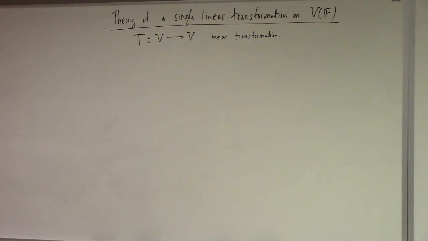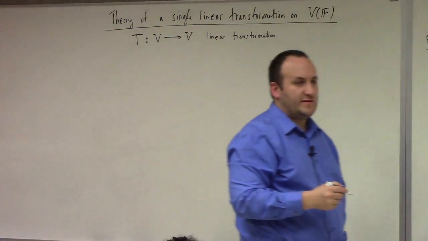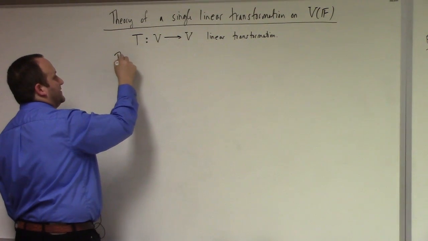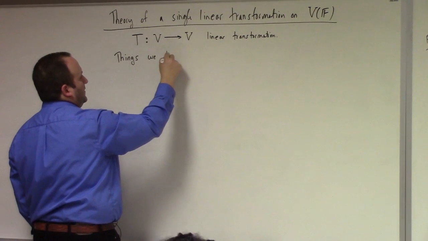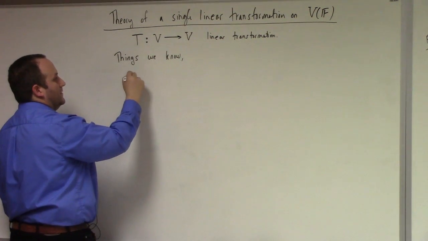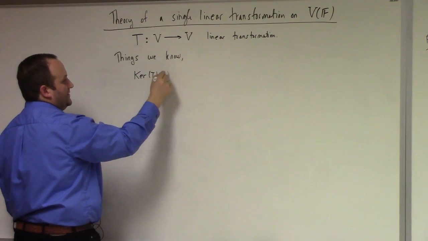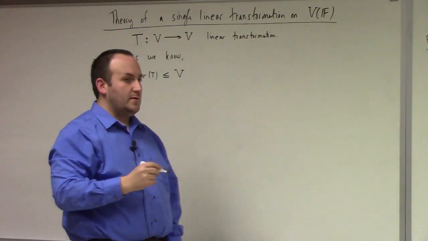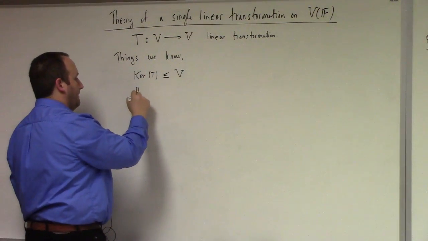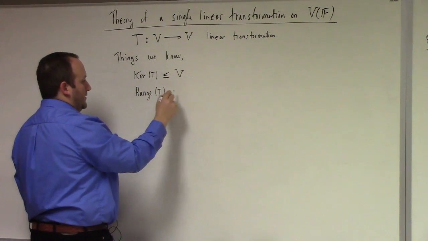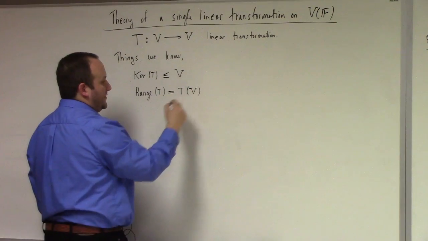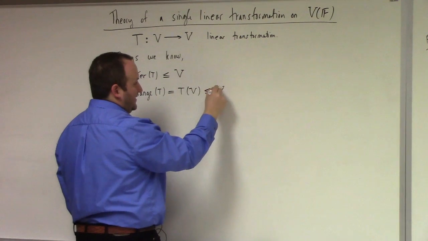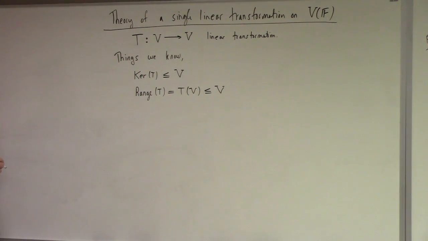So we already have some results for this. What do we already know about such a transformation? What's probably the biggest thing we know? Let's make a list. We already know that the kernel of T is a subspace of V. We proved that before. How about the range of T? Sometimes we'll call this T of V, and I'll call it the image of T. This is also a subspace of V, right? Anything else we know?